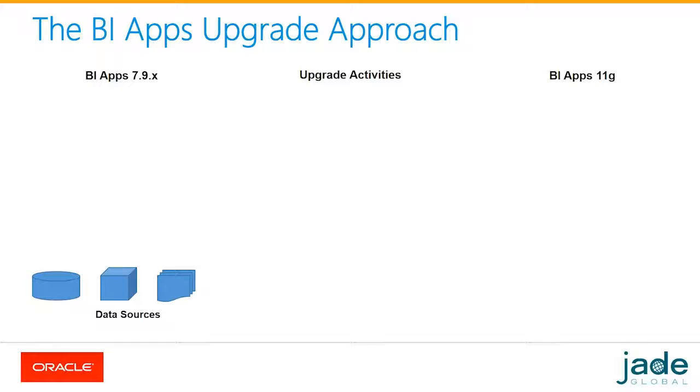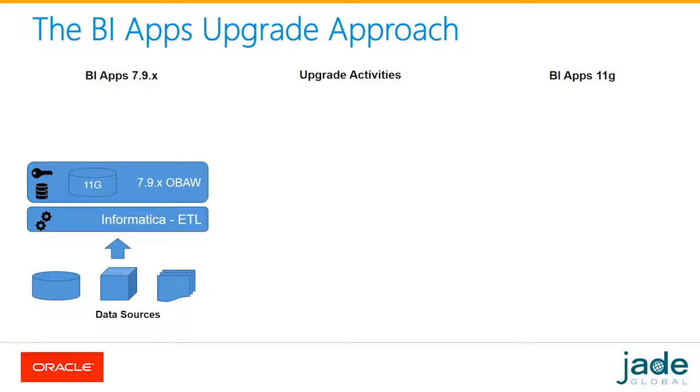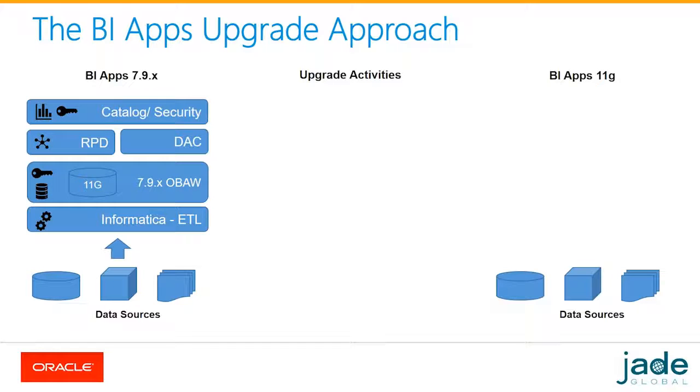As mentioned earlier, the BI apps upgrade approach is not applicable to standalone Informatica conversion, but is only for BI apps customers. So here, this is your, let's say, existing BI apps 7.9 version of the BI application stack that covers ETL, data warehouse, RPD, DAC, and finally the reporting layer on top of it. And the target here is BI apps 11G. Let's understand the required steps to upgrade each of these components from the left to the right.